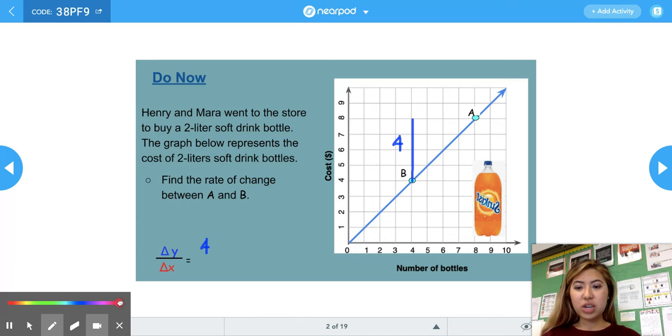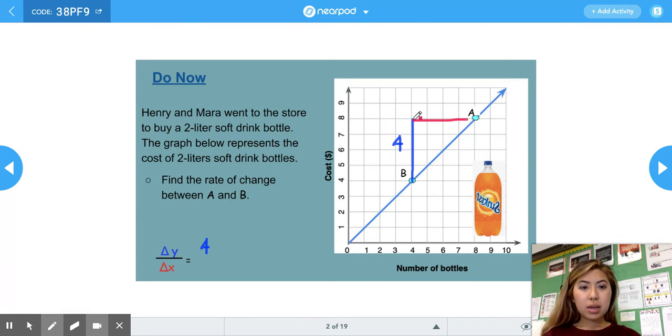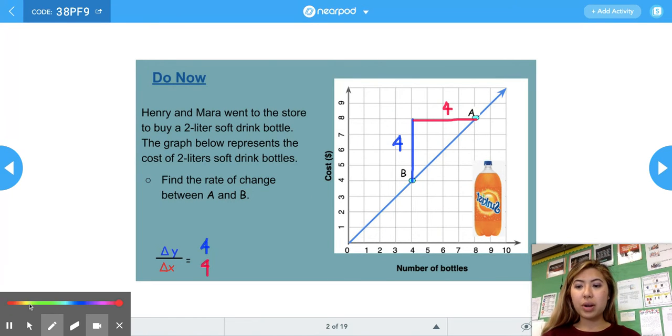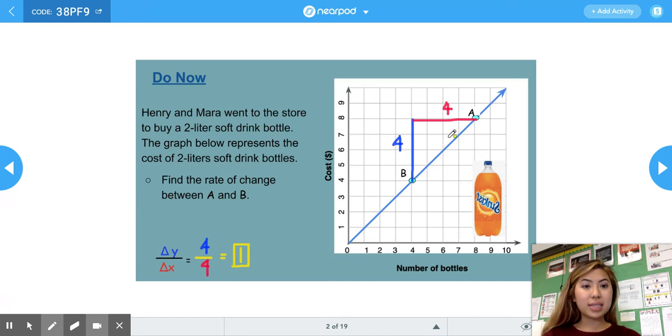And then our change in x, each of these boxes or each of these lines represents 1. So our change in x values is 4. So we have 4 over 4. If we divide 4 divided by 4, we get 1. So that means that our rate of change, or constant of proportionality, since this is a proportional relationship, given that it's a straight line that goes to the origin, is 1.